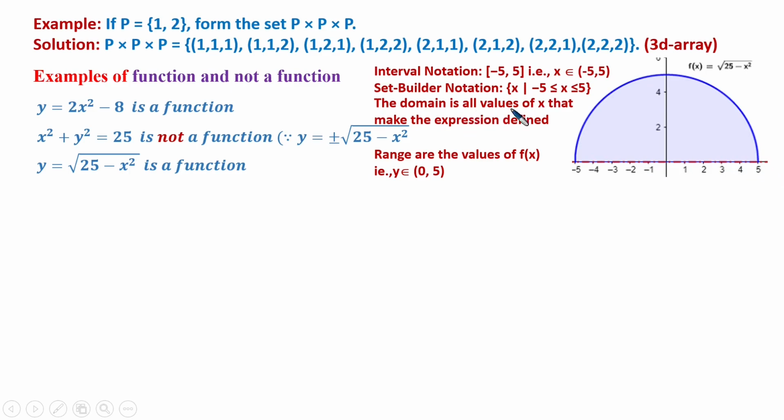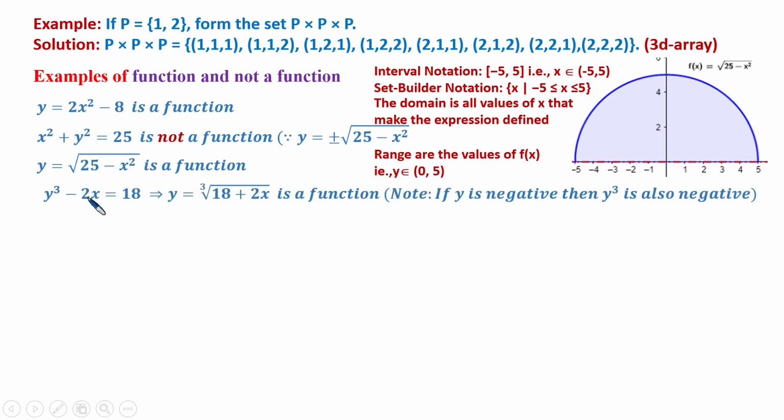So the domain is all the values of x that make the expression defined, okay, this expression, and the range is the values of f of x, where y belongs to from 0 to 5. So these are the values of the range, from 0 to 5, and from minus 5 to plus 5 are the values of the domain. Now for this equation, if I bring x here, this becomes plus 2x, and then y cube becomes cube root. Now here you see for any x you don't have an ambiguity, so it has a unique value, so hence it is a function.